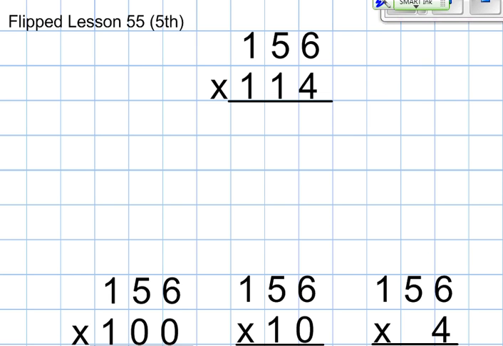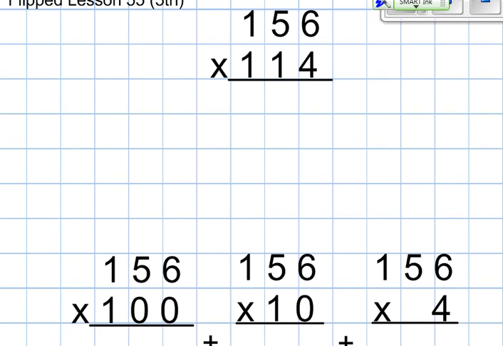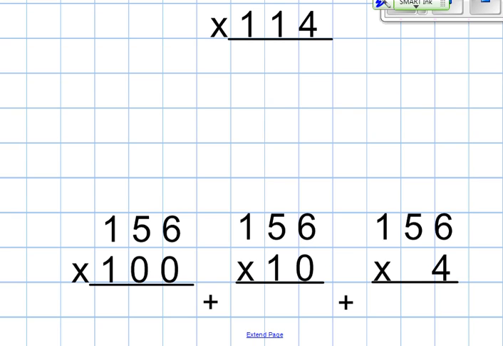Welcome to Flip Lesson 55 for the 5th grade. We're moving on from multiplying two-digit numbers to now multiplying three-digit numbers. You see the problem 156 times 114. If you look at this problem, really what we're doing is we're breaking it down into these three separate problems: 156 times 4, 156 times 10, and 156 times 100.